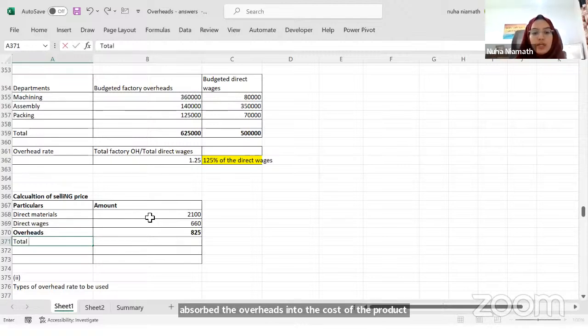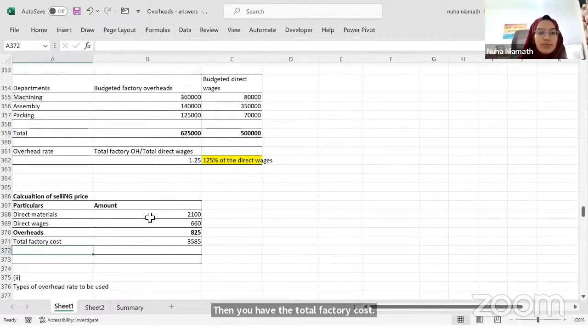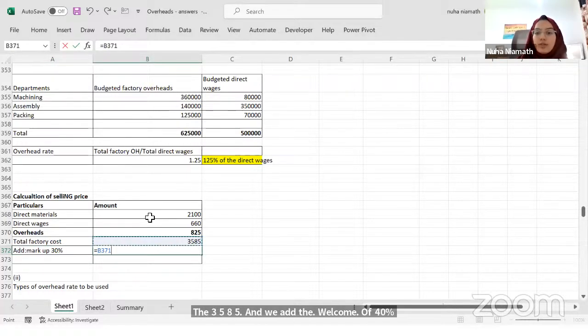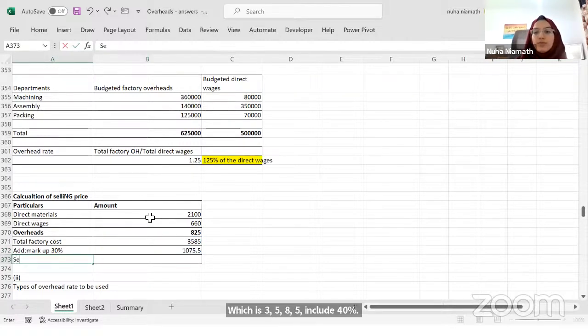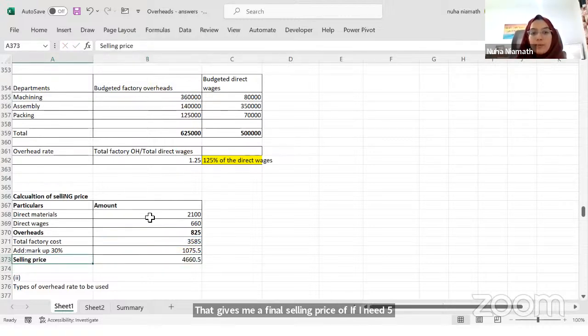Then we have the total factory cost, which is 3,585. Then we add the markup of 30%, which is 3,585 into 30%, which is 1075. That gives me a final selling price of 3585 plus 1075. Is this clear, everybody?